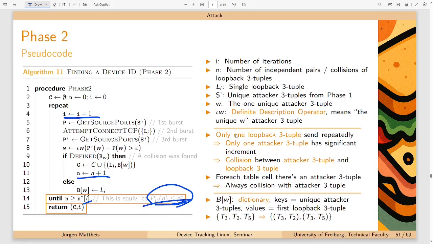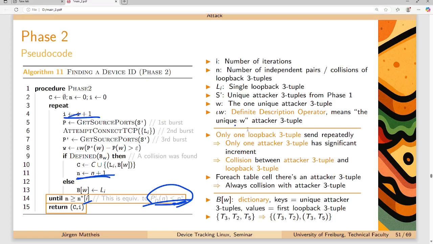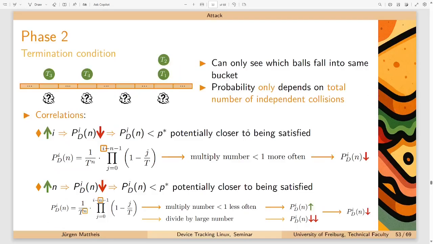That the probability that another device has the same device ID is lower than a certain threshold, and whether this device ID is unique enough by now, which increases with each of these n iterations and number of collisions.